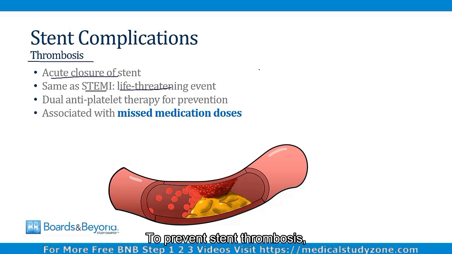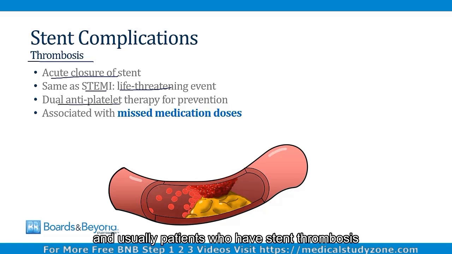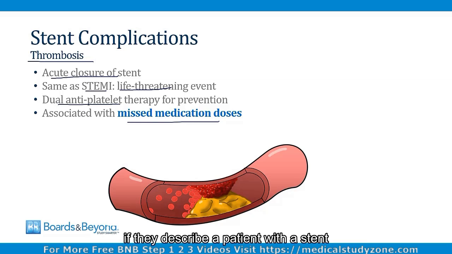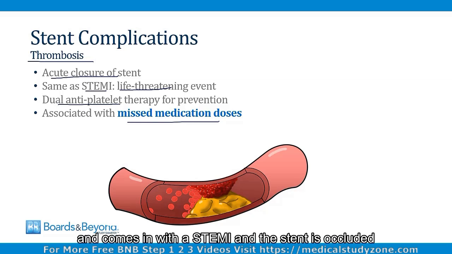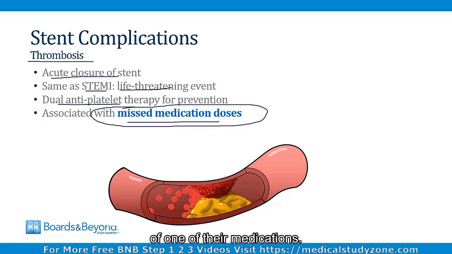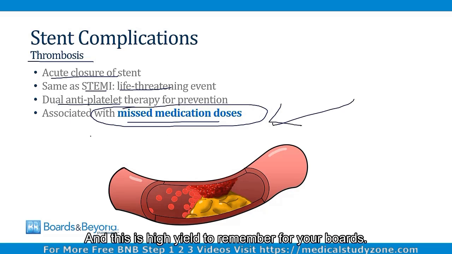To prevent stent thrombosis, we always give two drugs that inhibit platelets. This is called dual antiplatelet therapy, and usually patients who have stent thrombosis are patients who miss dosages of their medication. So on a board exam, if they describe a patient who had a stent and comes in with a STEMI and the stent is occluded with a blood clot, most likely that patient missed taking a dose of one of their medications, and this is high yield to remember for your boards.